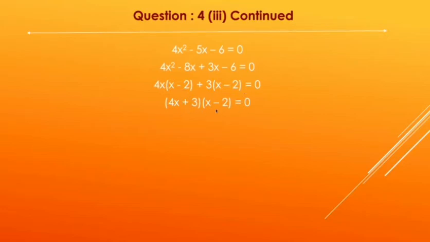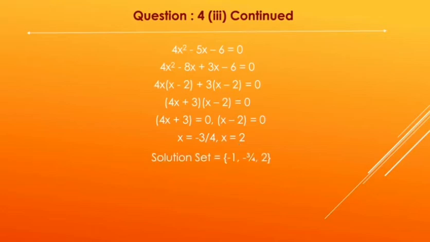As the product of two numbers is equal to 0, it means any one of them is 0. So 4x plus 3 is equal to 0 or x minus 2 is equal to 0. After solving, we get x is equal to minus 3 over 4 or x is equal to 2. One root, minus 1, was given in the question. When it is given in the question to solve, it means you have to write the solution set. We will write in curly brackets minus 3 by 4, 2, and this minus 1 was already given in the question. So this is your answer.